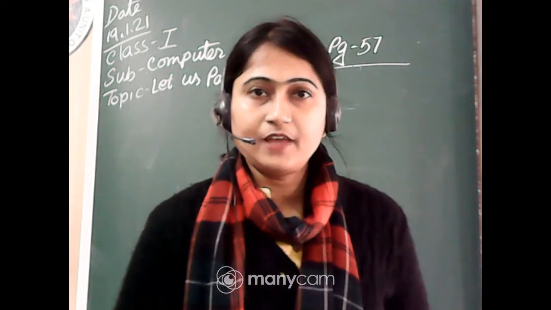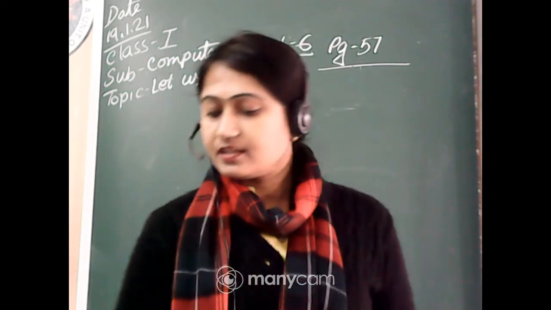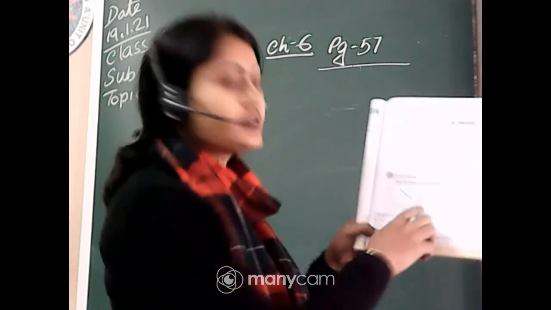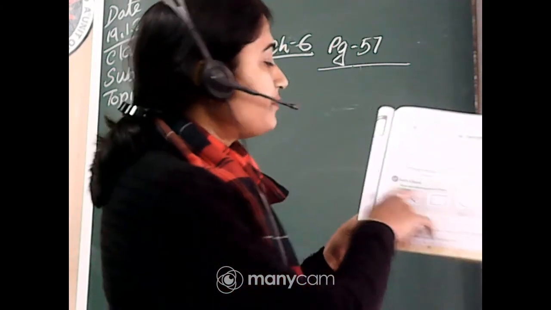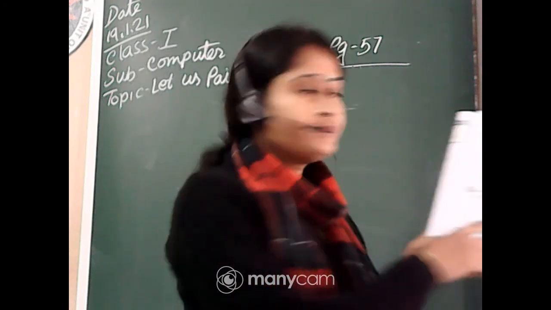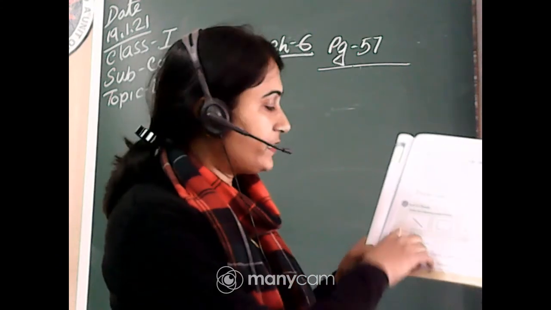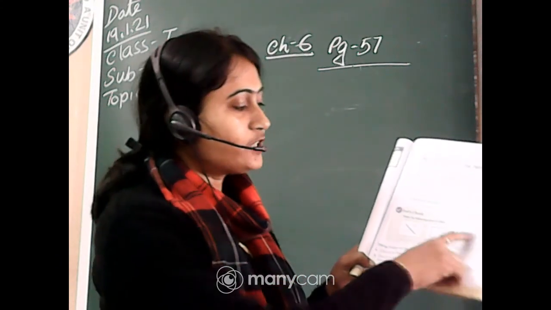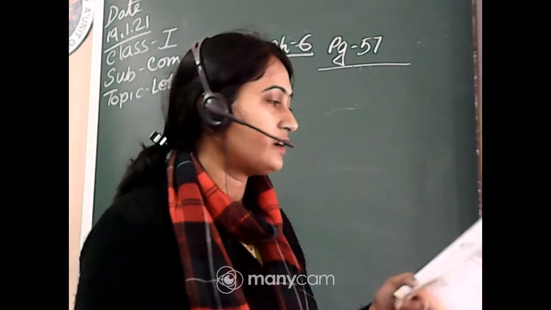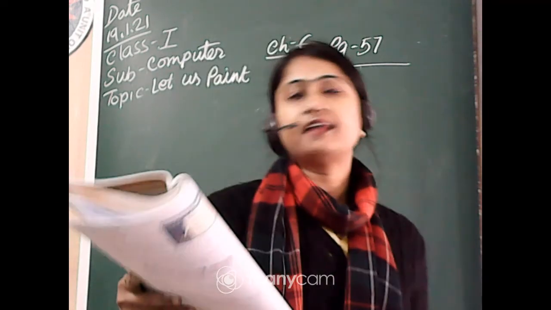I hope you all have watched your previous class. In the previous class we discussed up to page number 57. Let's check this part completed. Name the following tools in Paint. This portion is completed. This is the line tool, this is the rectangle tool, and this is the oval tool. This much we have completed in the previous class. Today I will discuss filling color in the picture.